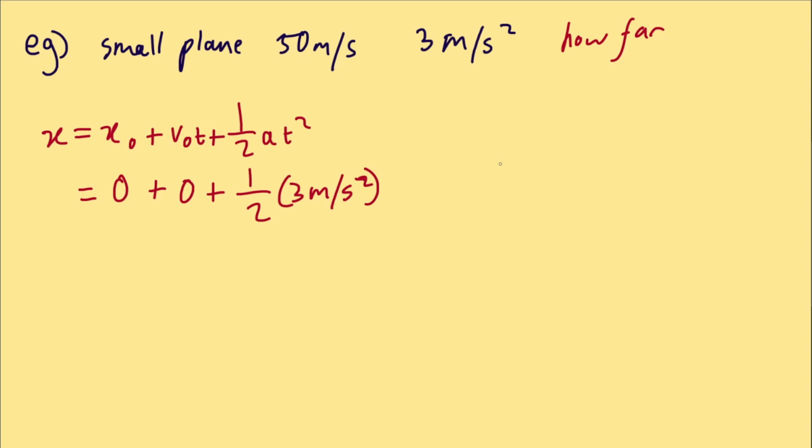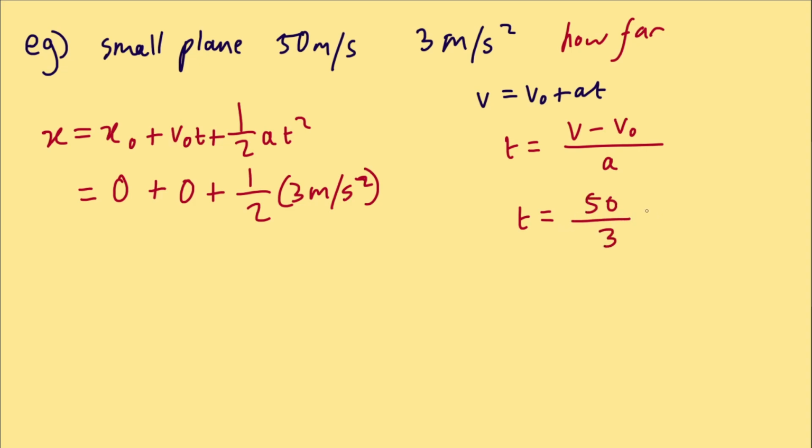Let's use the first equation this time. So velocity equals V0 plus at. Let's rearrange the equation for time. So t equals v minus v0 over a. Now let's plug things in. The velocity is 50, so 50 over 3, which is roughly 16.67 seconds. So the time needed to reach takeoff speed is 16.67 seconds.